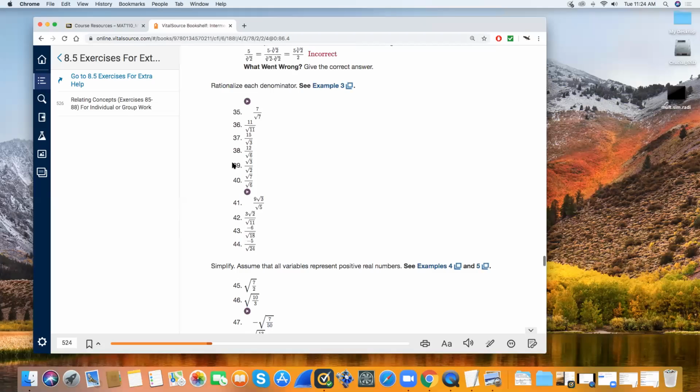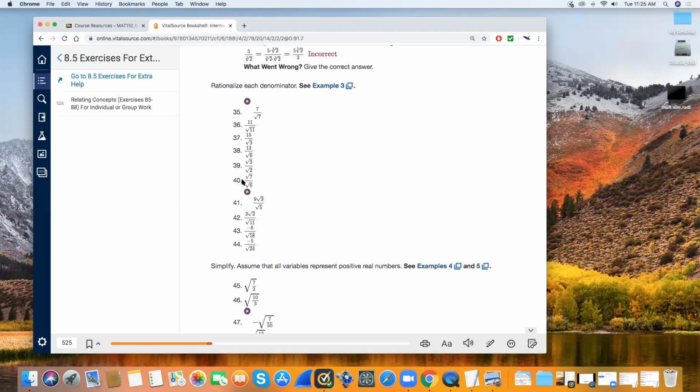Okay, Shania, is this the problem? Yes. All right, so 39. 38 looks similar, so I'll do 38. And you can do 39 later, okay? Yes. Wait, I think 40 is a better one. 40, all right, let's do that.